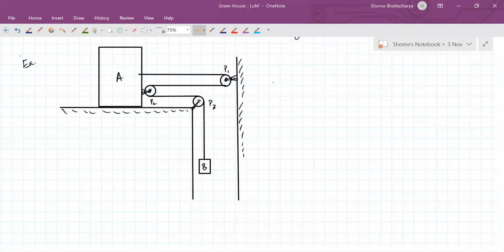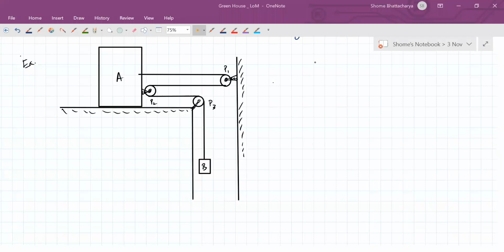Harshal, I'll just take you back. The tension was coming out to be 40 newtons in the previous question. In equation 1 that you had, T was equal to 20 multiplied by acceleration of B. You just substitute acceleration of B and you'll get the tension.